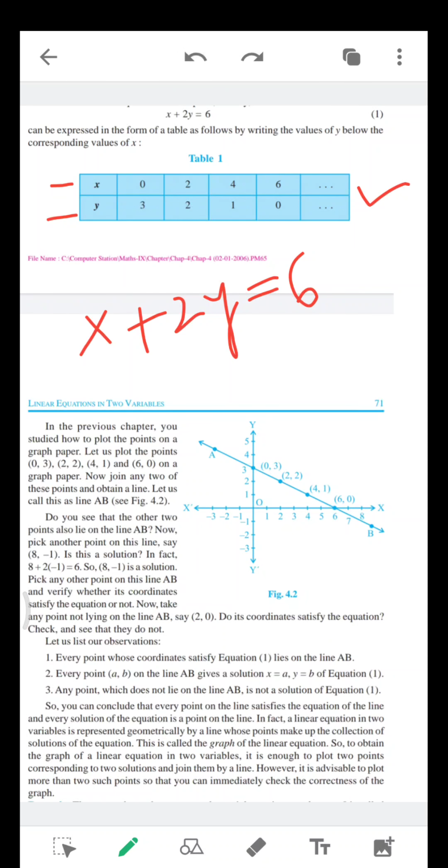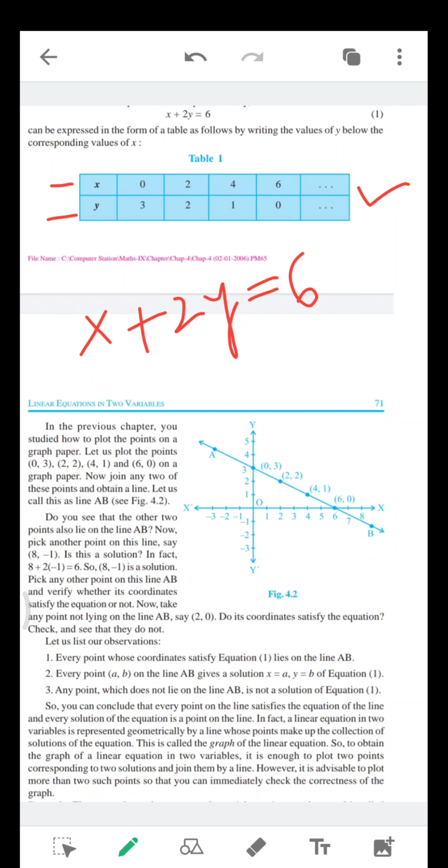So you can see 0, 3 is here, and what is the second point? Second point is 2, 2, it's here. Third is 4, 1, and fourth is 6, 0, and so on. It goes on, this line is never ending. This can be extended indefinitely in both the directions. So solutions are also never ending. That's the reason we say this has infinite solutions.